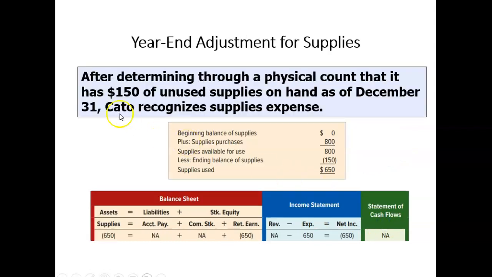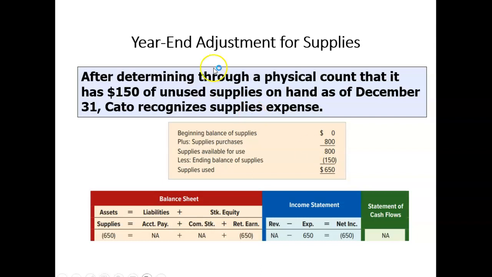Okay. Now, after determining through a physical count that $150 of unused supplies are on hand as of December 31st, what does that mean? Well, remember, we bought supplies at a cost of $800. We're saying at the end of the period, supplies with a value of $150 are actually remaining. That means the amount of supplies used totals $650.